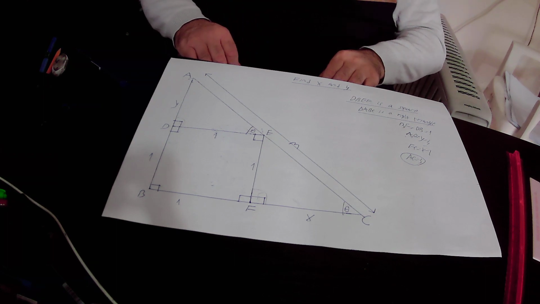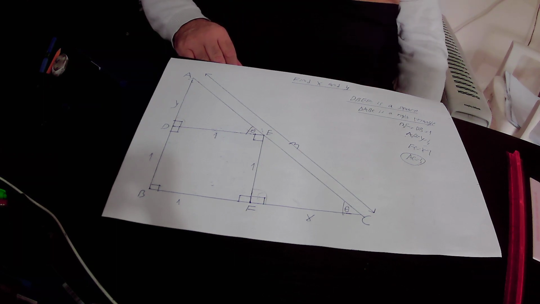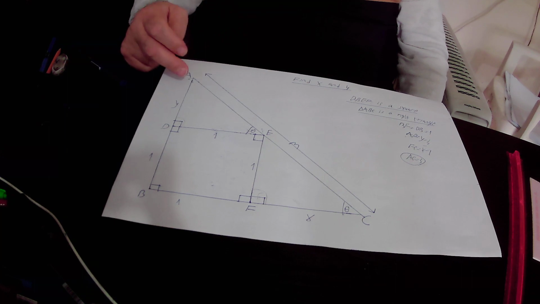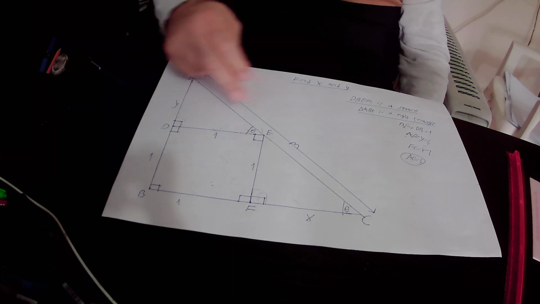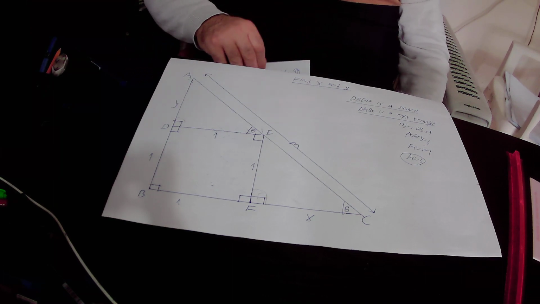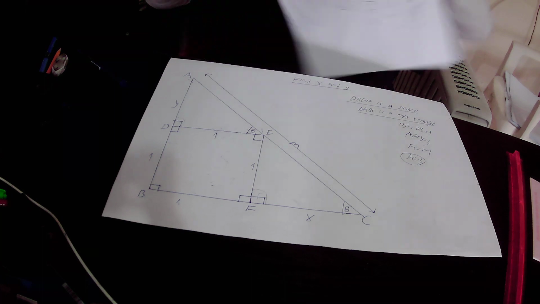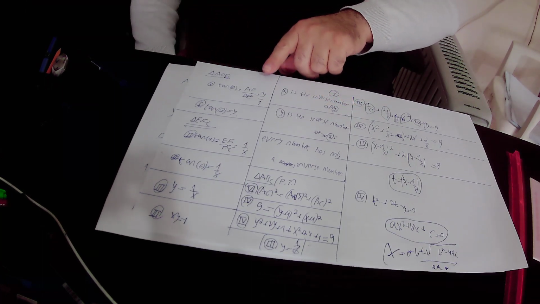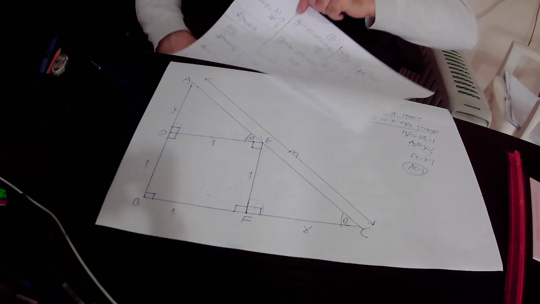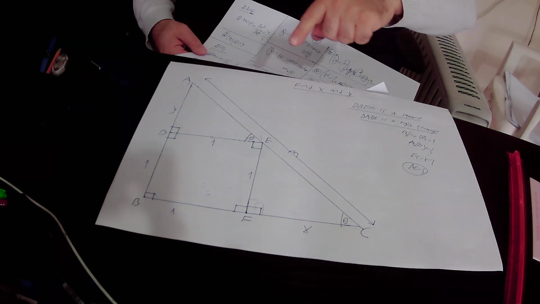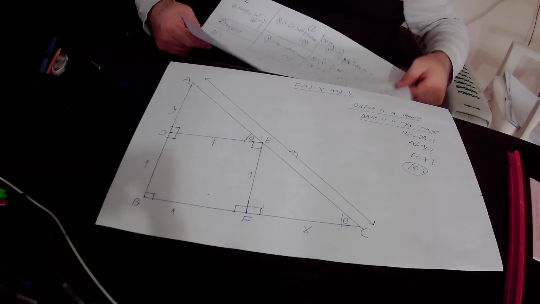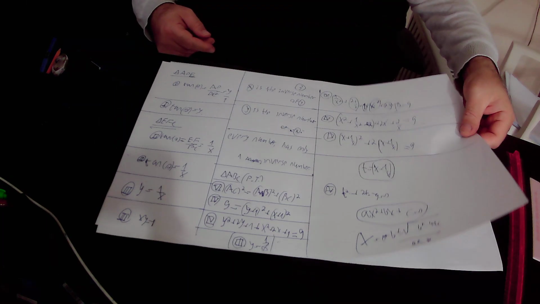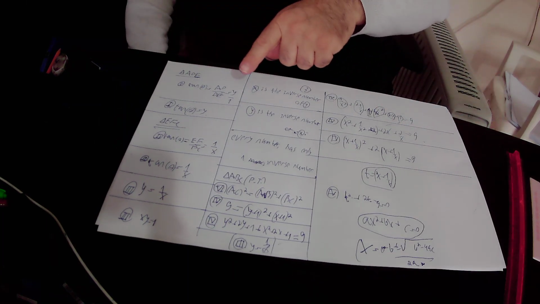Then we focus on the right triangle ADE. In this right triangle ADE, sine theta equals AD over DE. AD equals Y, DE equals 1. Therefore, sine theta actually equals Y.